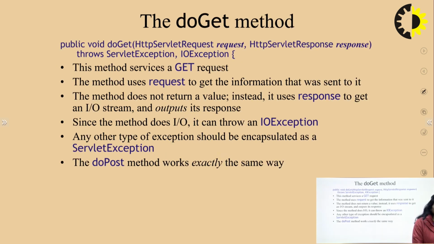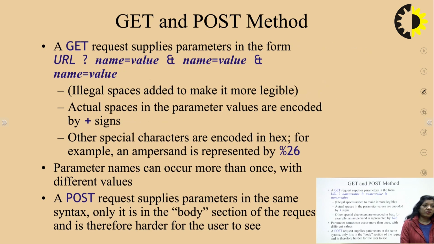Now the working of the doGet method. This method services a GET request. It uses the request to get the information that was sent to it, and the method does not return a value. Instead, it uses the response to get an input output stream and outputs the response. Since the method does input output, it can throw an IOException. Any other type of exception should be encapsulated as a ServletException. The doPost method works exactly in the same way.